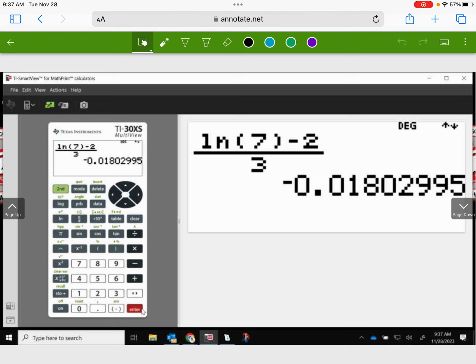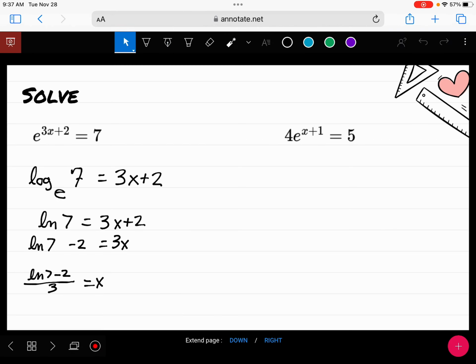So this is our approximate decimal answer of negative 0.018. We're going to do 3 decimal places. So x approximately equals, that's what the squiggly equal sign means, negative 0.018. So the exact answer leaves it in the gross logarithmic fraction. The approximate solution, we type it into the calculator.